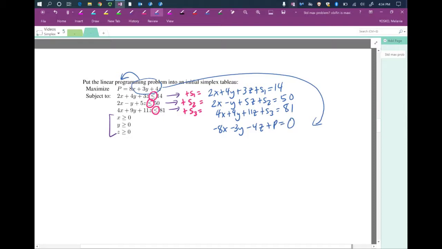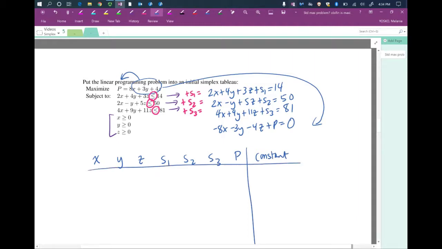And then we look at all of the variables that we have. We have x, y, and z. We also have an S1, an S2, an S3, and a p. So let's make a column for each: an x column, a y column, a z column, S1, S2, S3 columns, a p column, and constant. I'll draw a line right here. Typically you'll draw a line right here too.